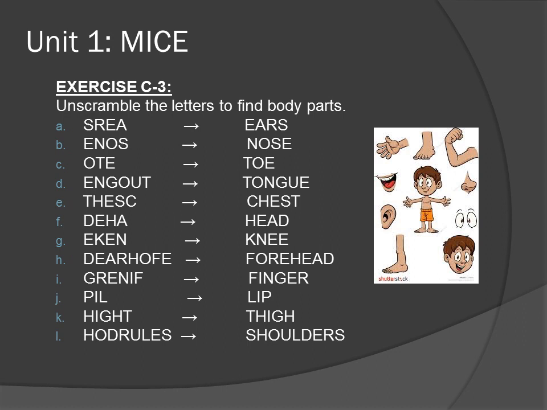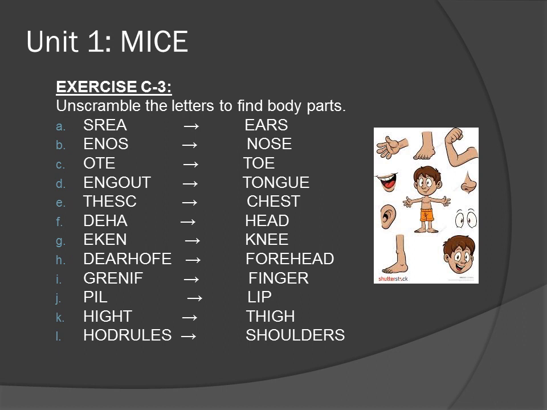Exercise C, Part 3. In this, we have to unscramble the letters to find body parts. So, here are 12 words given, but the spellings are not in the correct order. You have to rearrange the spellings to make body parts. Let's do it together. First one is S-R-E-A. If you rearrange the letters properly, it becomes ears.